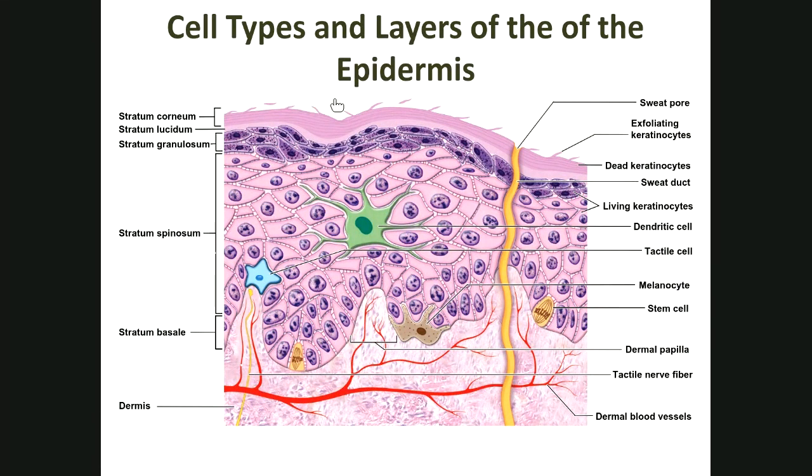And this stratum corneum, as you see in this picture, is shed from the skin. And you can see this shedding when you do exfoliation of the skin. So these are the different layers in our epidermis and the different types of cells.